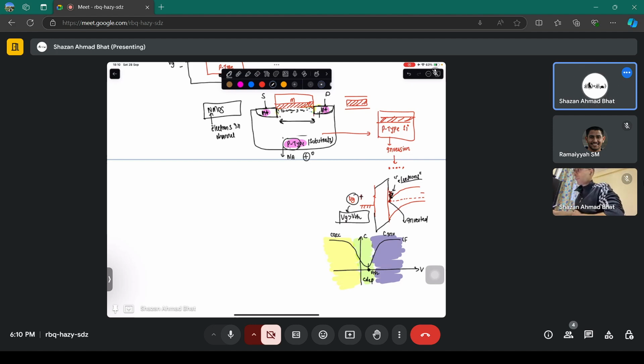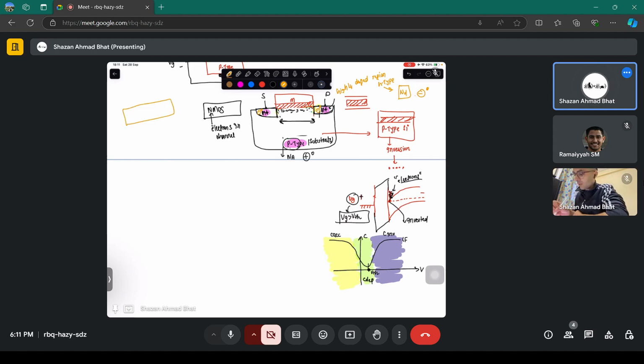Channel of electrons. Okay, so now you have these n plus regions. And what are these n plus regions? These are highly doped n-type regions. That means you have doped them highly with n-type impurities, so negative ions and excess electrons are present in this region.